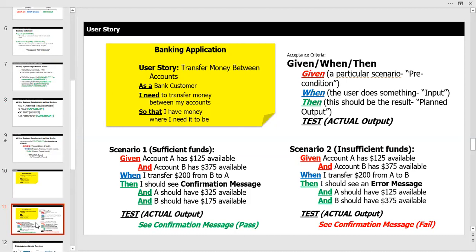Great. A second scenario might be that there's insufficient funds. Given account A has 125, account B has 375. When I transfer 200 from A to B, the reverse, then I should see an error message, and A should still have the 125 and B should still have the 375. But let's say I go to test it and I see a confirmation message. That's a failure. That means that requirement didn't work.